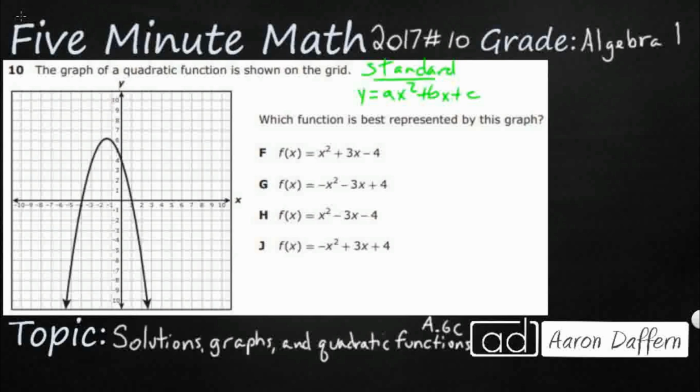What do we know about this? Well, we know that the positive or negative value of a tells us the direction. If it's negative, it's downward facing. If it's positive, it's upward facing. This is a downward opening parabola, so I already know that a is negative, so it's got to be either G or J. So I know that right off the bat. Other than that, that's all that I can tell from the a.